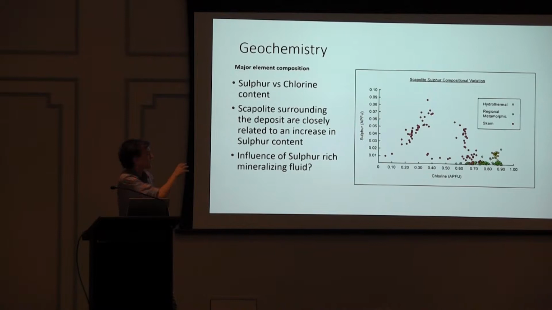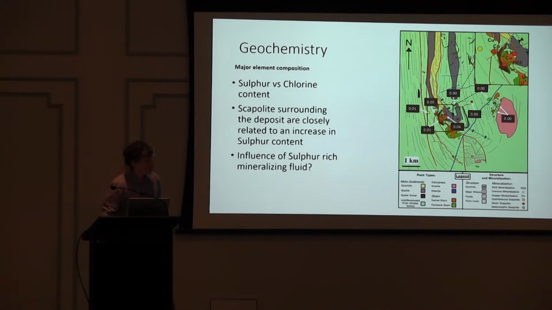And what we see is that in those skarns and the hydrothermal scapolite, we have this very obvious increase in sulfur content. And if we actually map this data, this is what we find. So these values here are average atoms per formula unit of sulfur at each sample site. And I think there's quite a clear correlation between the location of the deposit and an elevation in sulfur content.